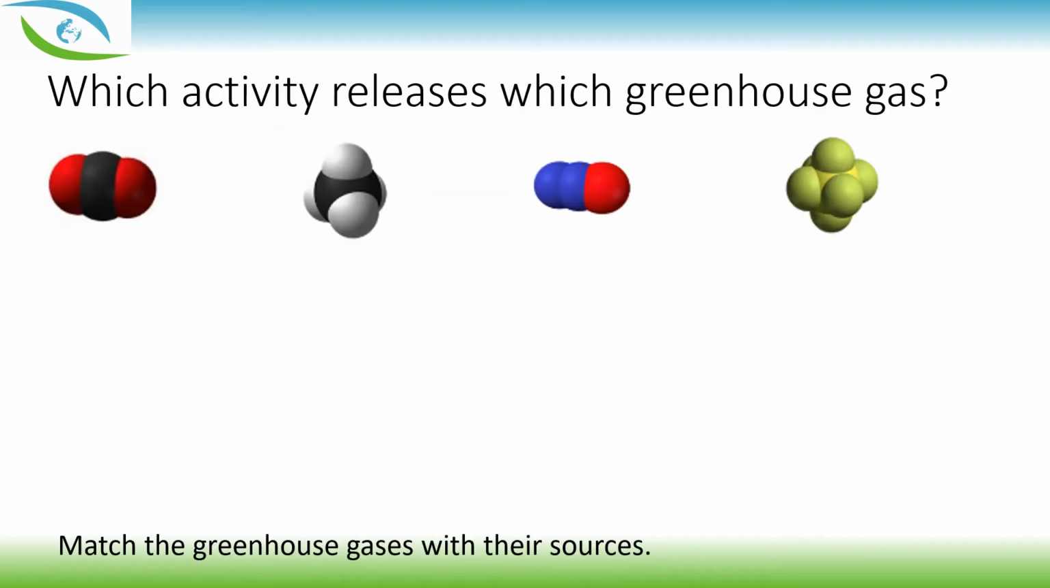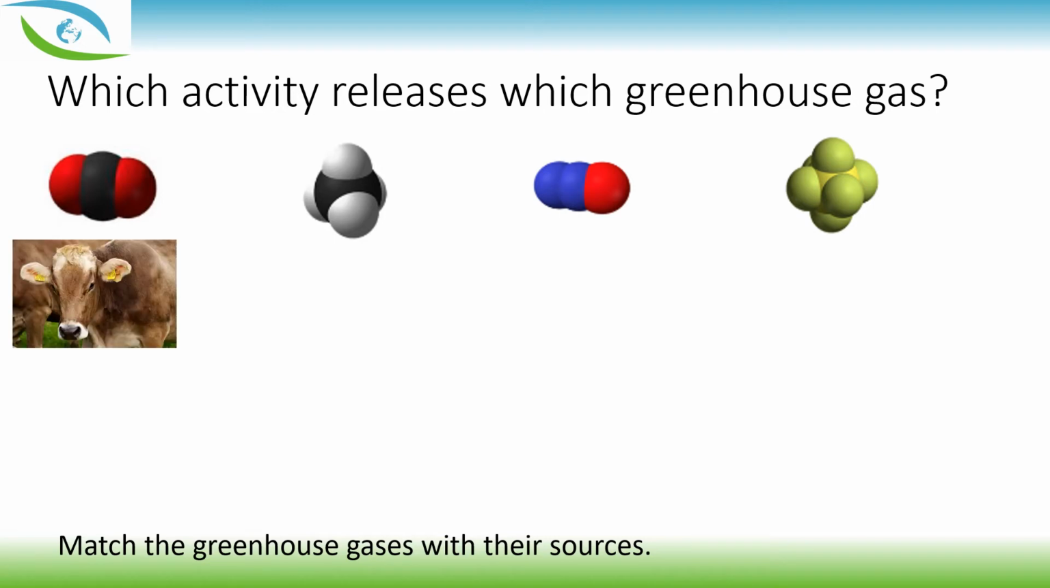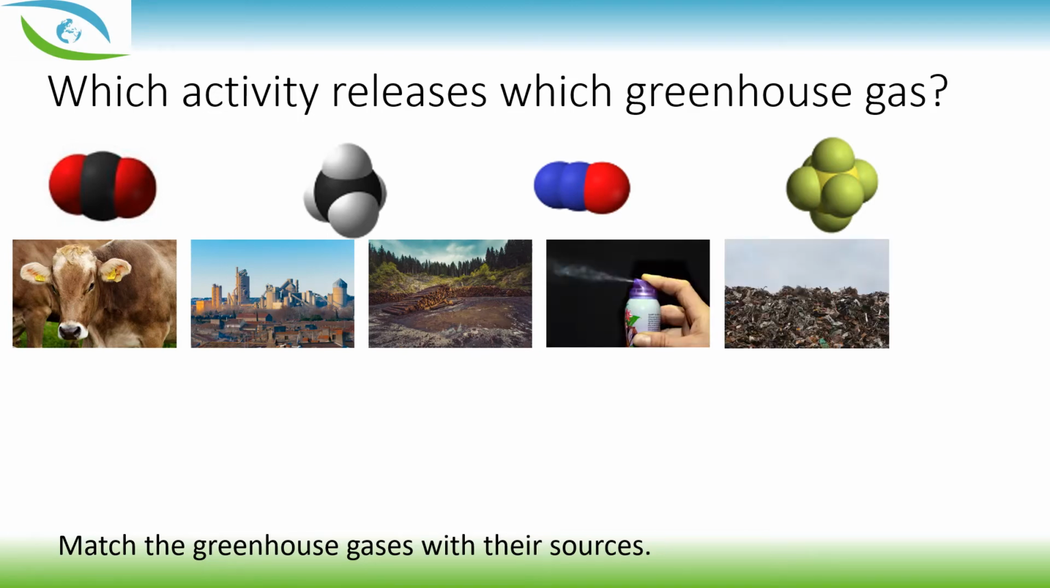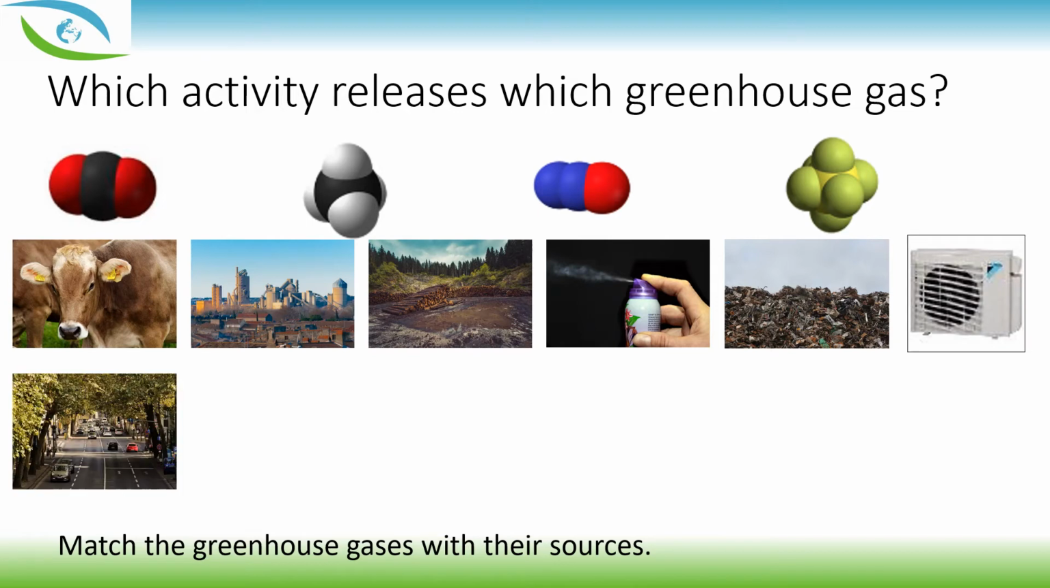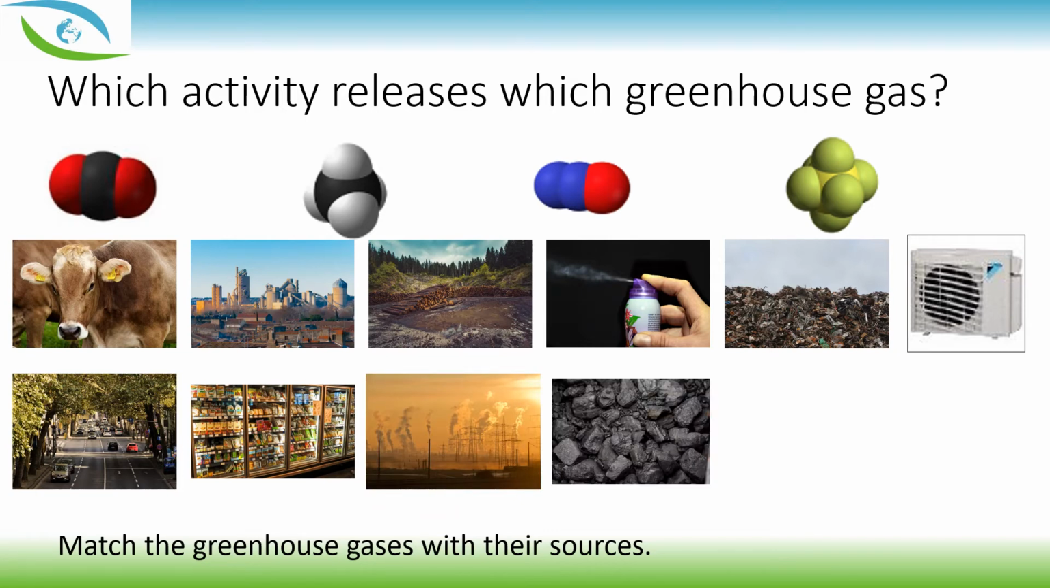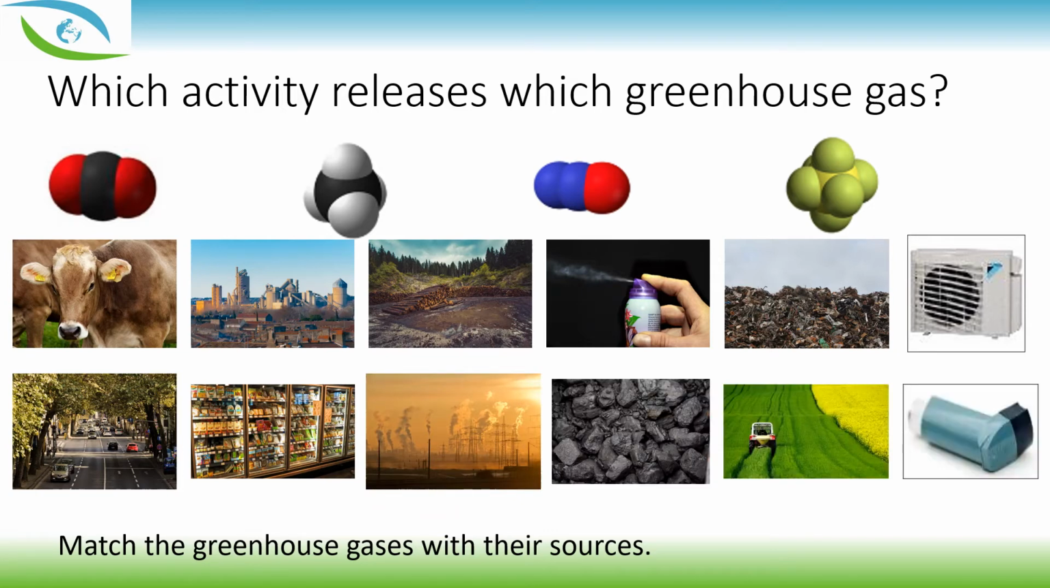This is a short activity to match the greenhouse gases with the activities that release them. The 12 activities are beef farming, cement manufacture, deforestation, aerosol propellants, landfill and air conditioning, transport, refrigeration, power plants generating electricity, coal, agriculture and inhalers. Please pause the video at this point to match them. Be aware that some activities generate more than one type of gas.